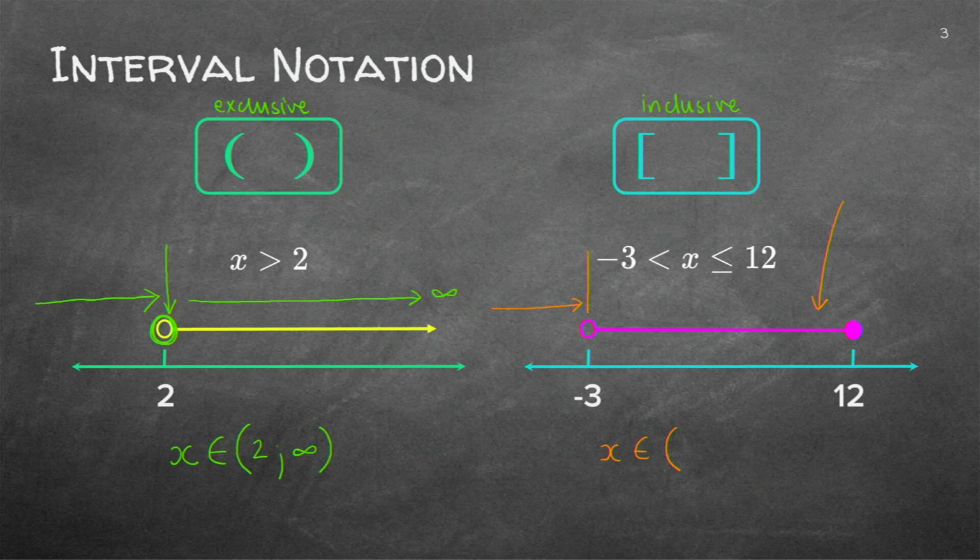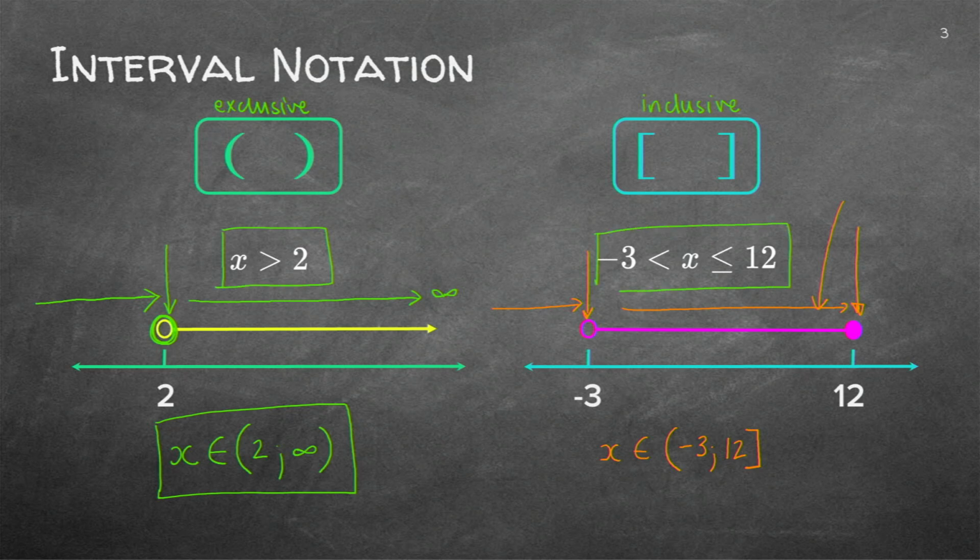Our first value that we reach is not included, but we show that value as minus 3. We then continue all the way to our last value, which is at 12. 12 is included in our set, so we write 12 with a square bracket. We can see that our interval notation is the same as our inequality notation for both sets. It's just a different way of representing it.